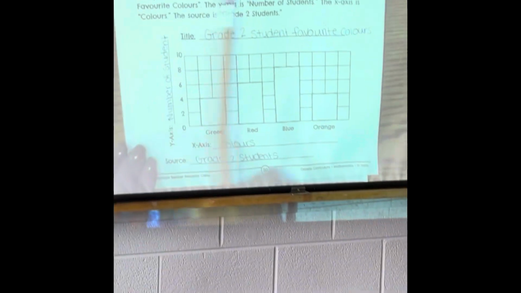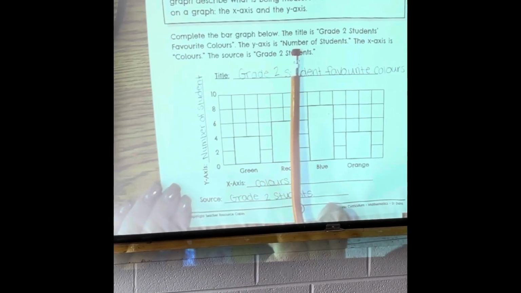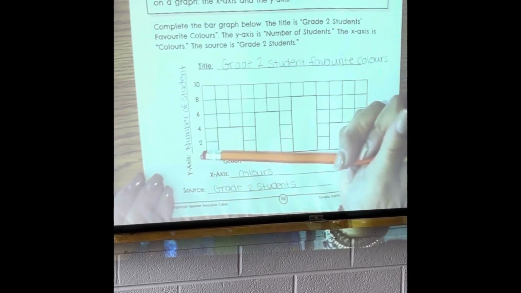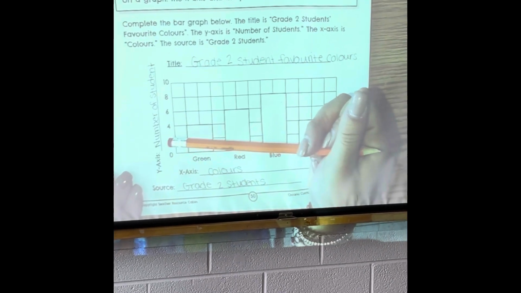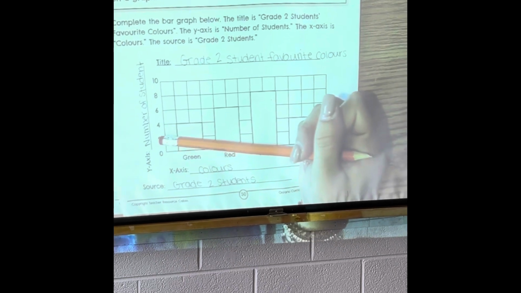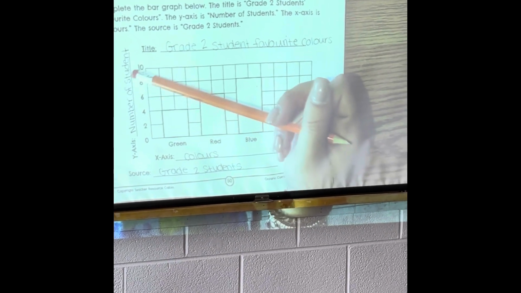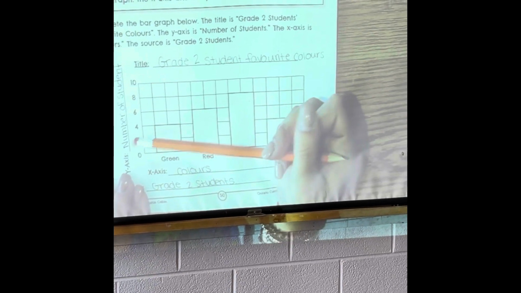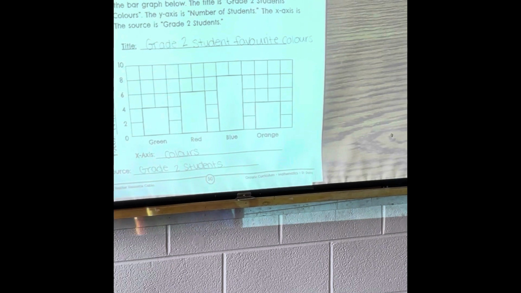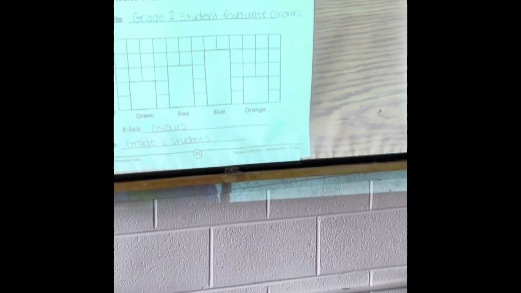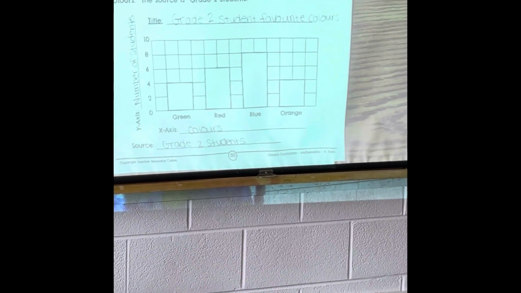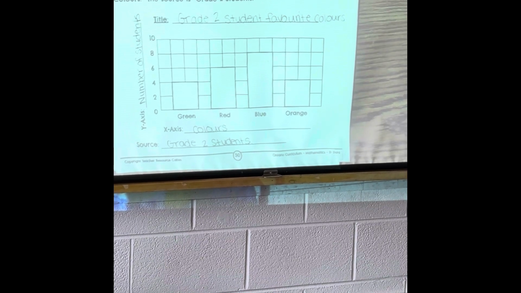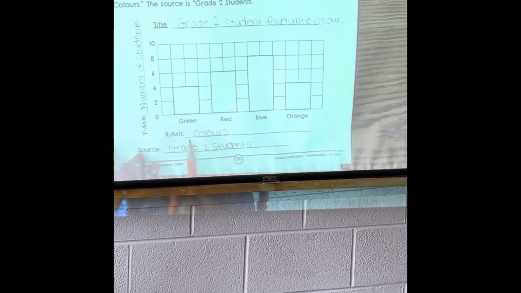Then following, they said the y-axis is number of students. So we discussed whenever we see our scale, which is where the numbers will be on our graph. In this case, they're going up by 2, 2, 4, 6, 8, 10. This is our y-axis, and then there was a blank column. So we put in number of students. And then it asks the x-axis is colors. So where do we have an x-axis? Axis line right below our bar graph.